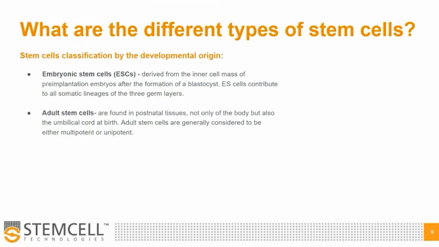Although some controversy still exists about the potency of adult stem cells and their ability to form different cell types, adult stem cells are generally considered to be either multipotent or unipotent. In the adult body in vivo, there are no totipotent or pluripotent stem cells.